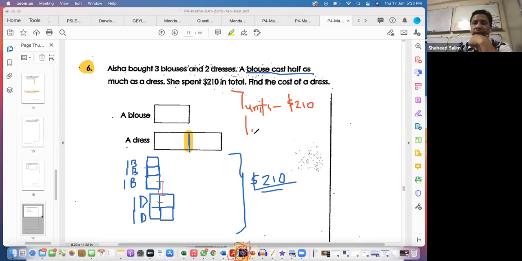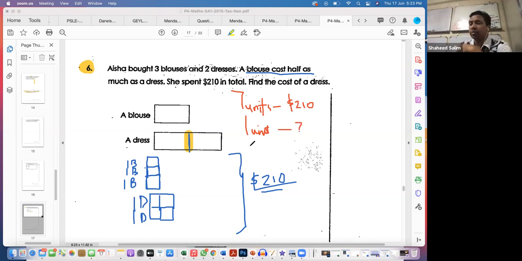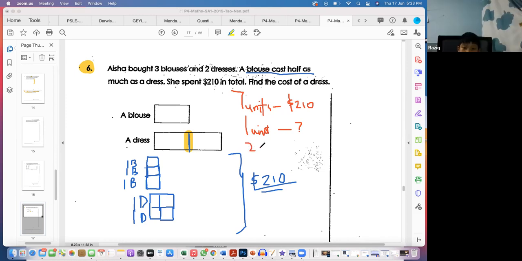You find 1 unit now. Then 1 dress is how much? 2 units, right? How much 1 dress? Then you get answer. To get 1 unit, 210 divided by 7. Go.